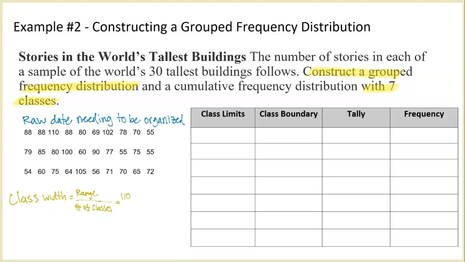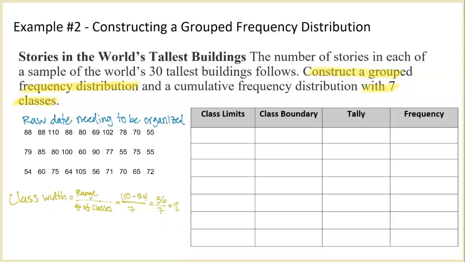For us, the largest value is 110, the smallest value is 54, and the number we get for our range is 56. In the problem, it's telling us to use 7 classes. So we have a spread of 56 stories, and we want to divide that spread across 7 different classes we're going to create. That value is 8.